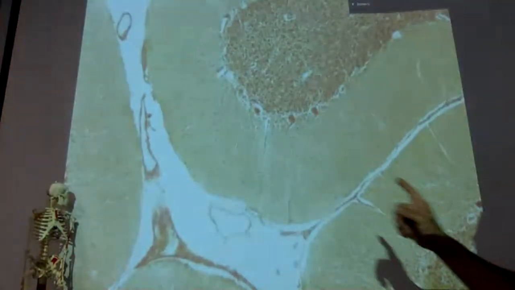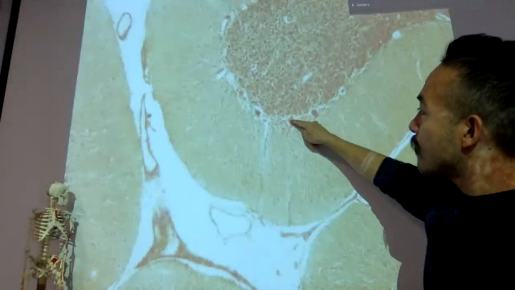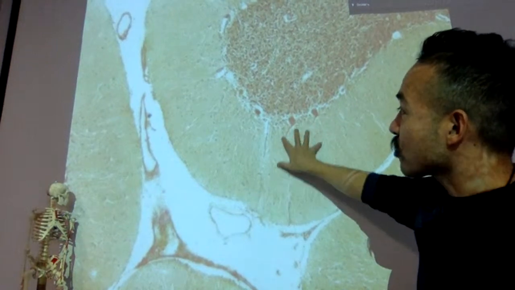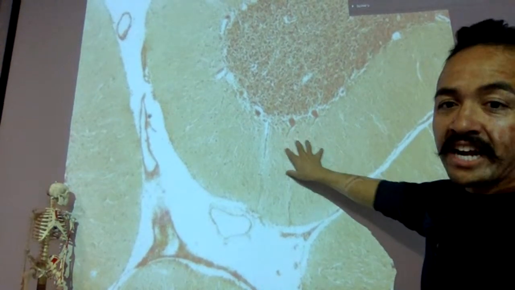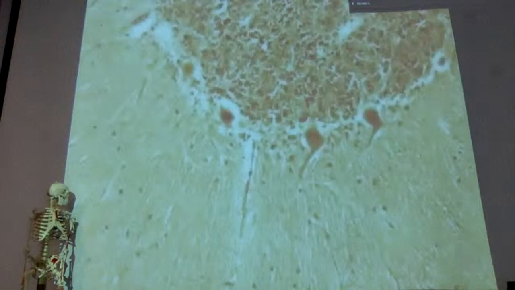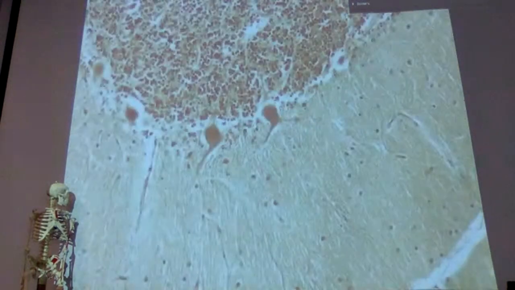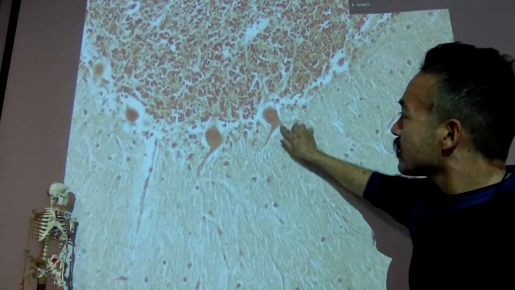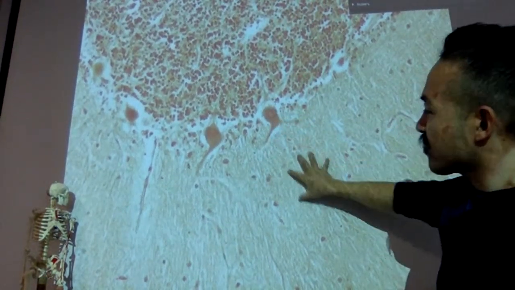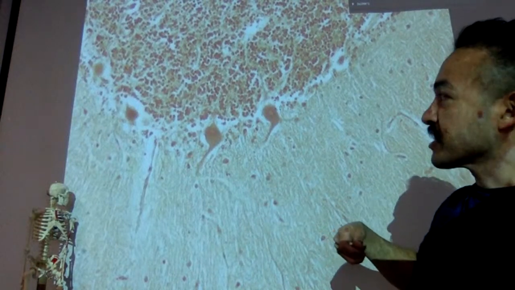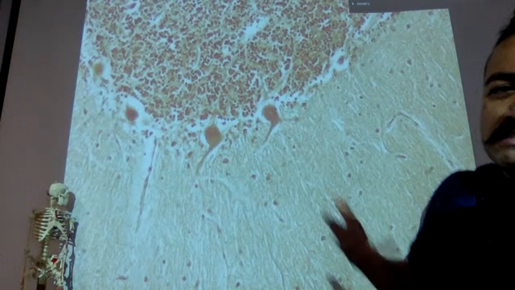So right now we're at 40x. Here's the cell body. You can see a piece of dendrite coming off here, but the dendrites are going to be all branched in this area. Going to 100x, you can see it a little better. Cell body of the neuron, dendrites extending out here. We're just not seeing the branching like before.